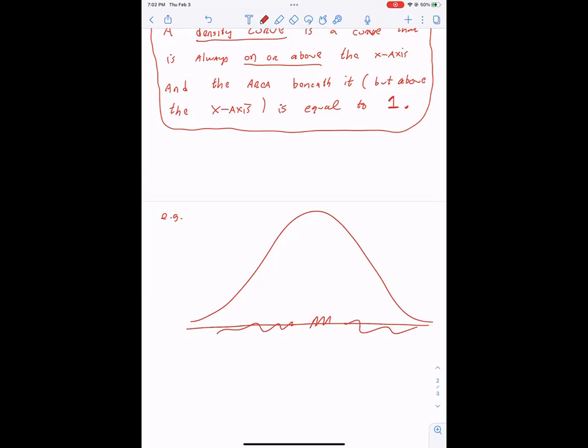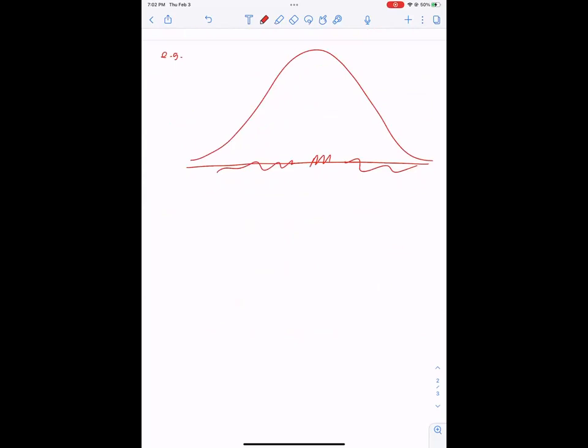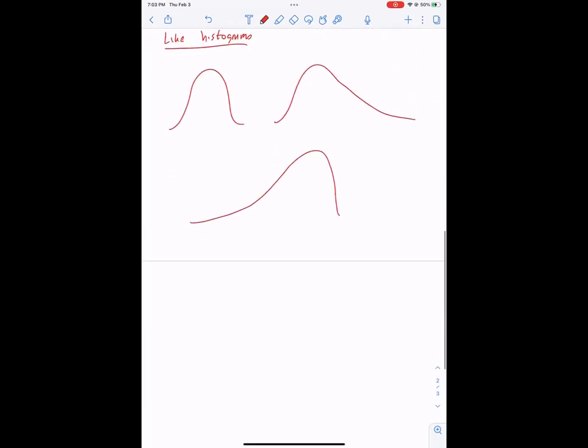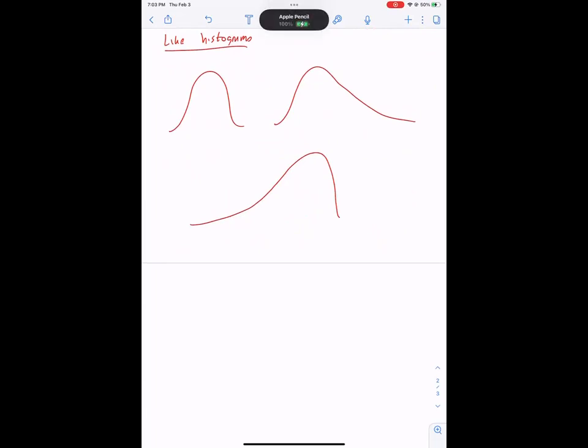So like histograms, density curves come in 3 basic flavors. We have 3 basic shapes of density curves. What word would I use to describe the first of those? Normal, Bill. It is normal, but symmetric. Yeah. Symmetric, right skewed, and left skewed.